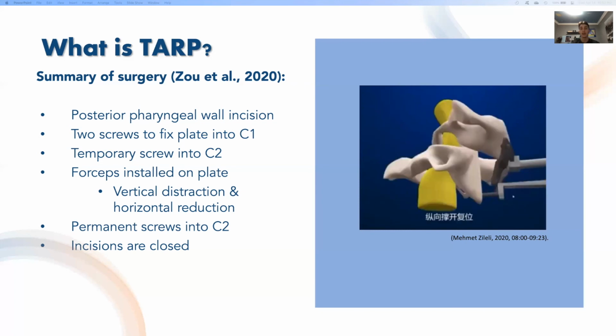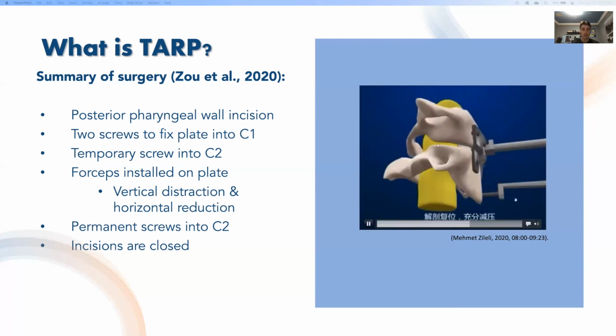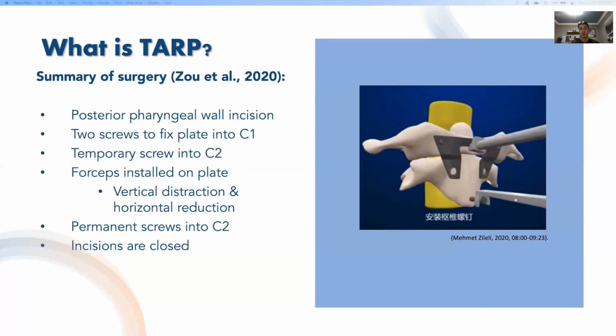Then after that, a nut on the upper arm is turned to push C1 back for horizontal reduction. After that's done, vertebral screws are inserted into C2 and the temporary screw is removed. Then incisions are closed and the patient lives to see another day.